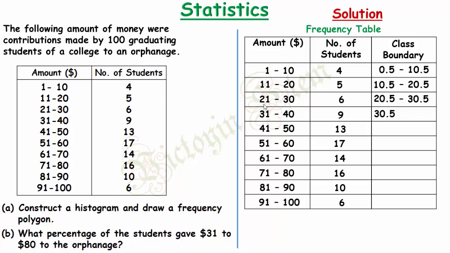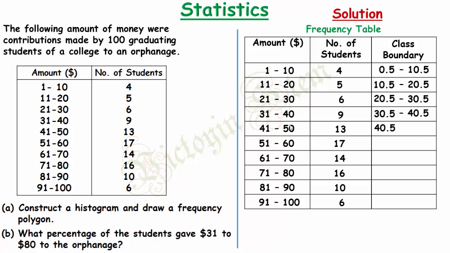So I'll clean this up, and then to get the next midpoint value, I'll pick 40 and 41. So 40 plus 41 divided by 2 equals 81 divided by 2, and this boils down to 40.5. So I'll write it here. So I've gotten the upper class boundary of the fourth class and then the lower class boundary of the fifth class. So I'll clean this up.